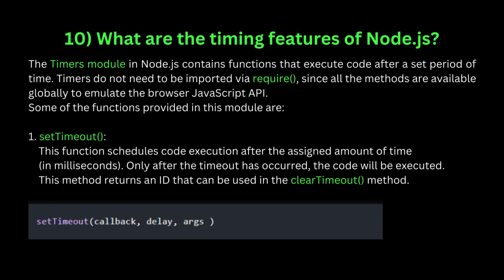setTimeout. This function schedules code execution after the assigned amount of time, in milliseconds. Only after the timeout has occurred, the code will be executed. This method returns an ID that can be used in the clearTimeout method. Here's the syntax of the setTimeout method.